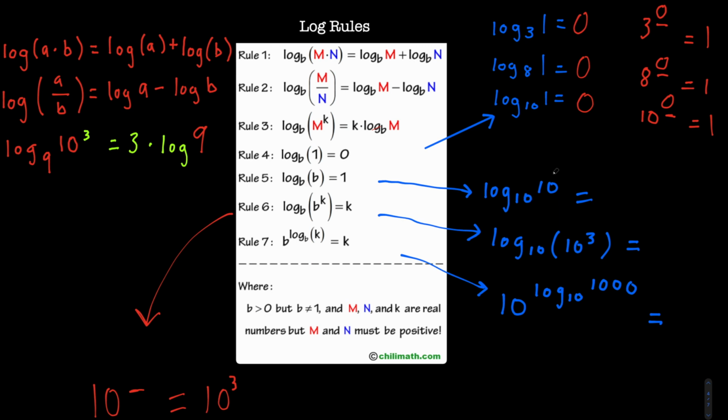Similarly, you can see this too. What power do you have to raise 10 to be able to get to 10? What power do you have to raise a number to be able to get itself, for any log base system? Well, the answer is 1, and that's with anything. Log base 8 of 8 is equal to 1, so anything raised to the first power is itself.